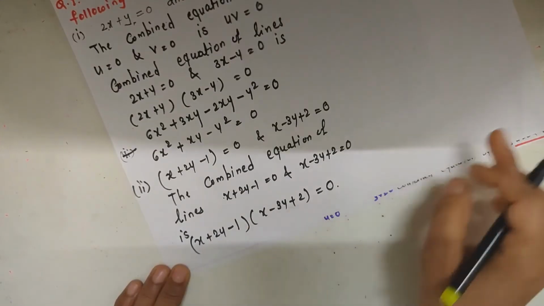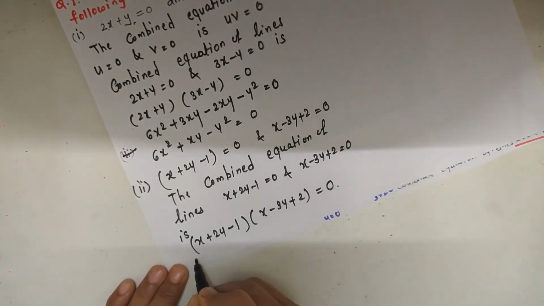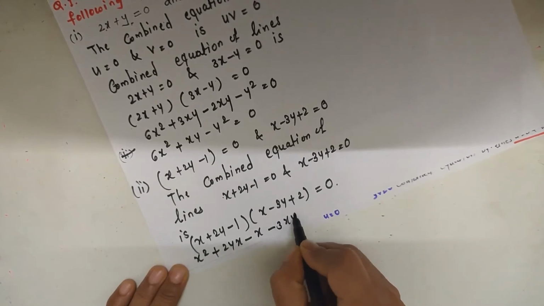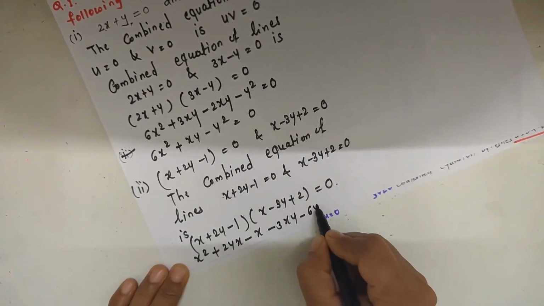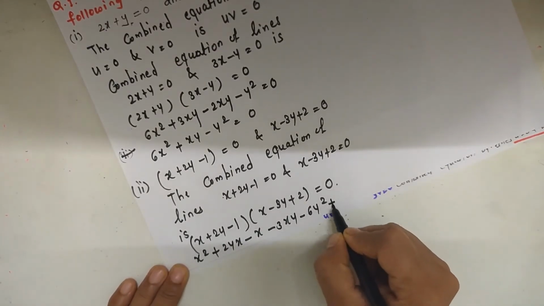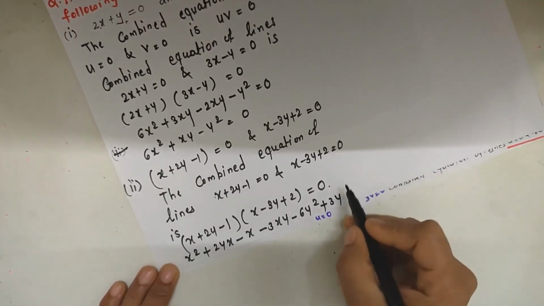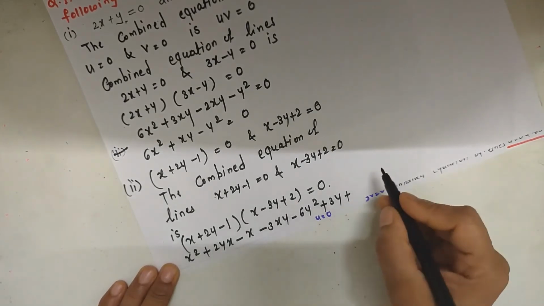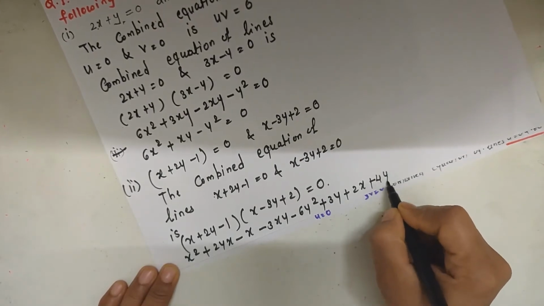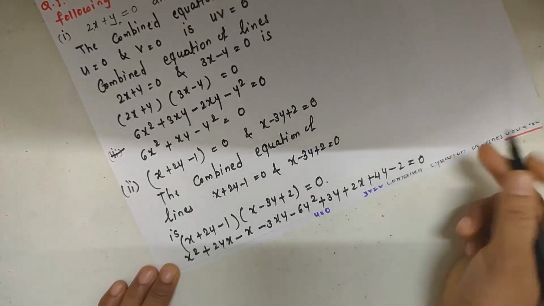In these two brackets we get x into x, x square, 2y into x, plus 2yx, minus x into minus 3y, minus 3xy, minus 6y square, and minus 1 into minus 3y, plus 3y, plus 2 into the first bracket, 2x plus 4y minus 2 is equal to 0.